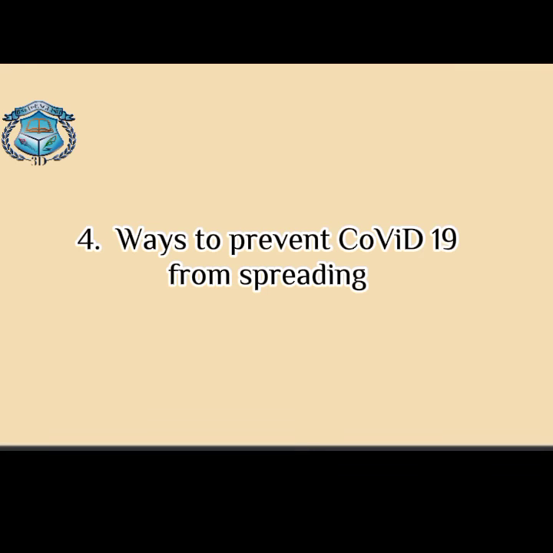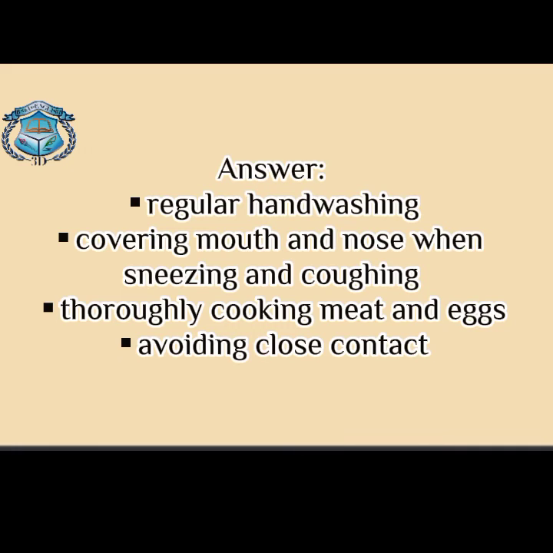Number 4. How can we prevent the spread of coronavirus infection? Ways to prevent COVID-19 from spreading: regular hand washing, covering mouth and nose when sneezing and coughing, thoroughly cooking meat and eggs, avoid close contact.